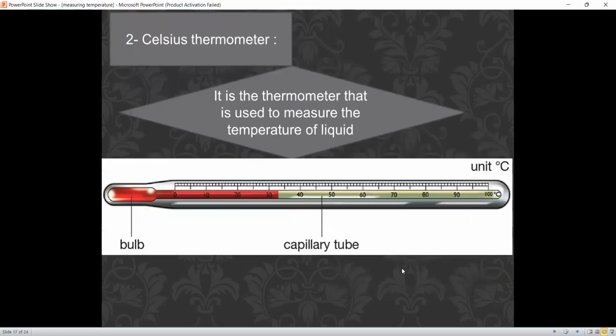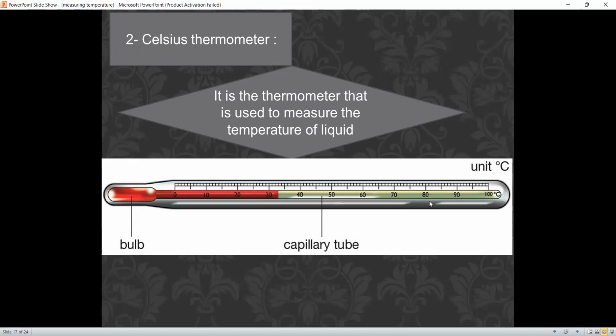It's digital. And here is type number two, the Celsius thermometer, which is a thermometer used to measure the temperature of liquid. So here is the difference between them. The structure of the Celsius thermometer contains a bulb, mercury, a capillary tube, and a thick glass tube, but there is no constriction. Why, miss?